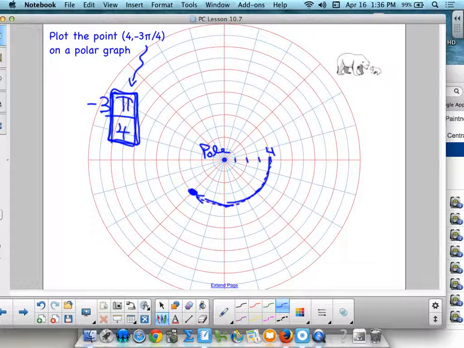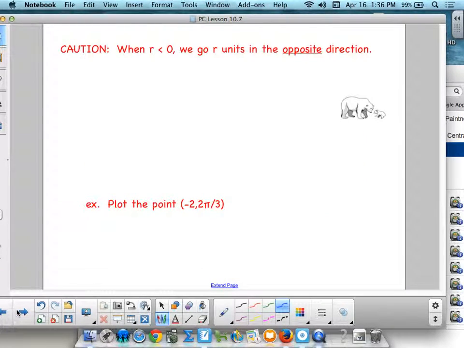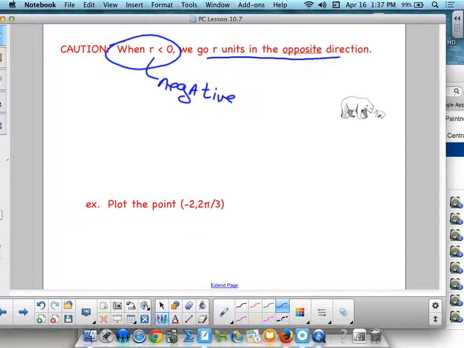That's the point. Okay, the next slide says do it again, but be careful when R is less than 0. By the way, less than 0 just means when R is negative, we go R units in the opposite direction, and then we graph it. So plot this point, negative 2 comma 2/3 pi. Go plot it on the previous slide.